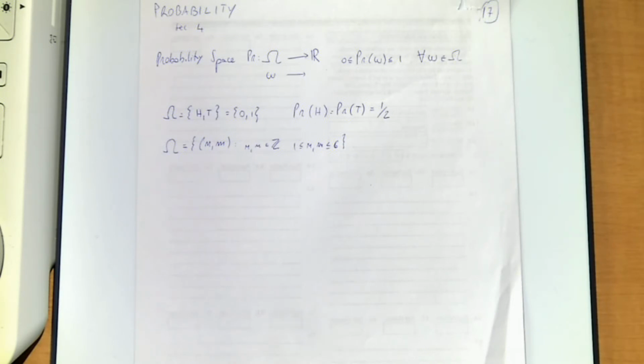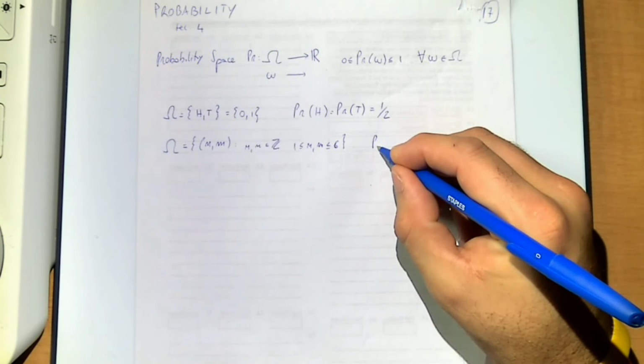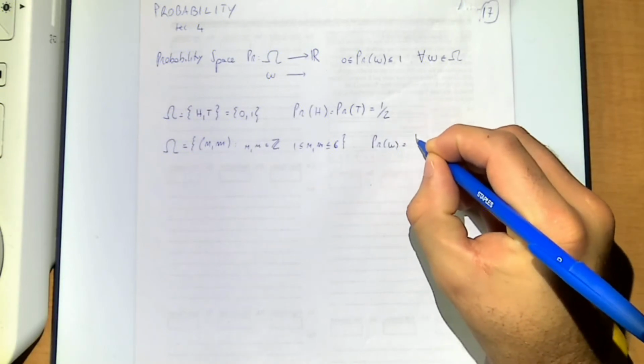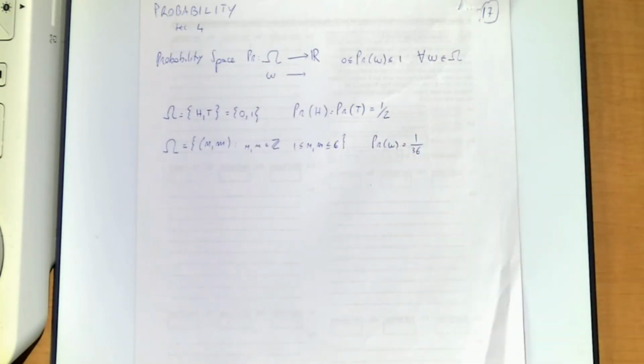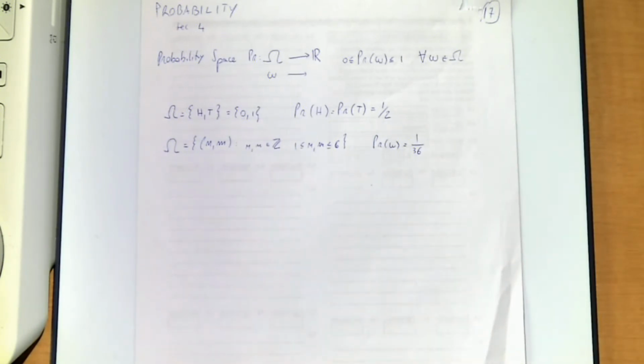So this is already a lot more interesting because we can define a bunch of different outcomes. Each possible outcome is equally likely, and so the probability of omega is in fact equal to 1 over 36 for each omega, which in this case is a pair n, m.